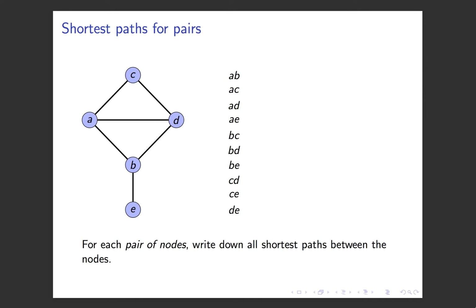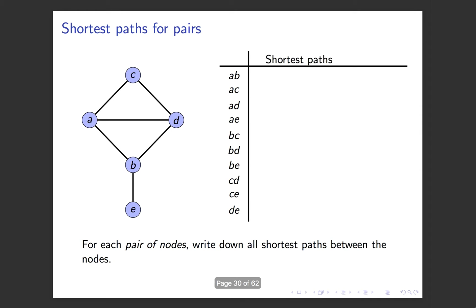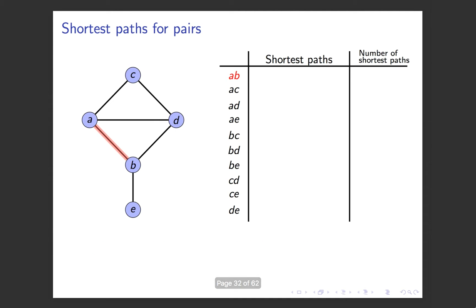Once we have our list of all possible pairs of nodes, our next task is going to be to list out the shortest paths that exist between a given pair of nodes. In addition to this, as we go through, we're going to keep track of the total count, the total number of shortest paths that exist between two nodes. So let's get started. We'll start by considering AB.